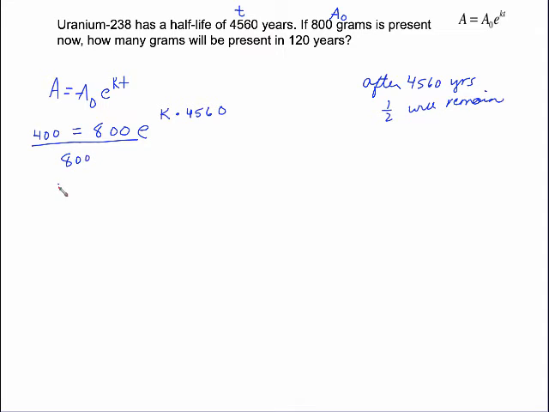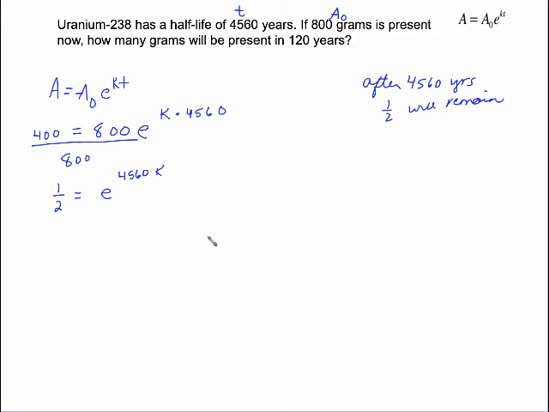Divide both sides by 800 gives me 1/2 equals E to the 4560K. Now, it's not strange that this is a half. This is half-life, so this is actually a shortcut that you could use. Anytime you are asked for this kind of problem, you could jump straight to 1/2 equals E to the whatever your half-life value is times K, and then solve this.